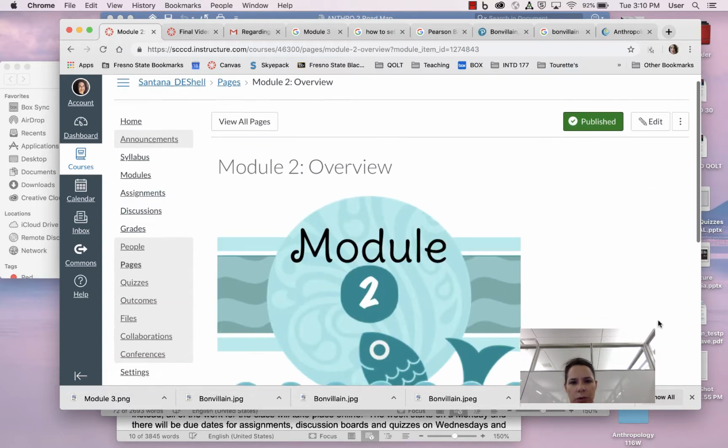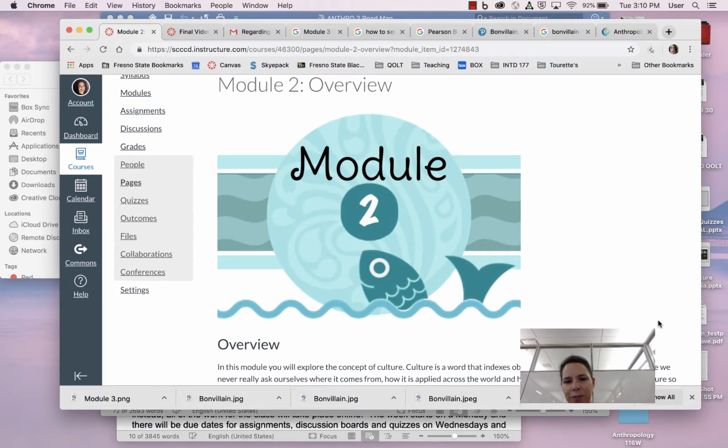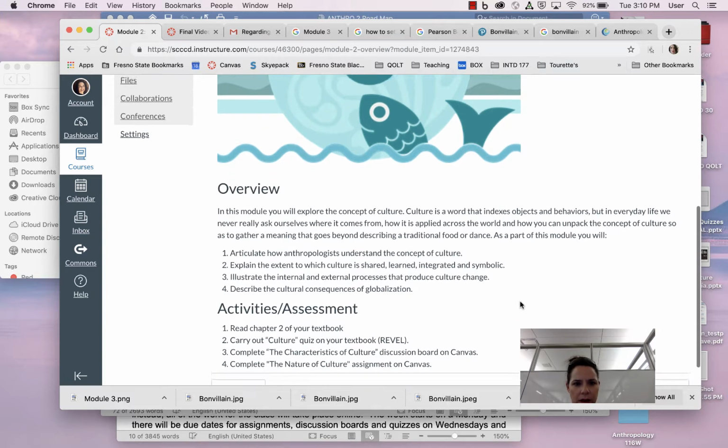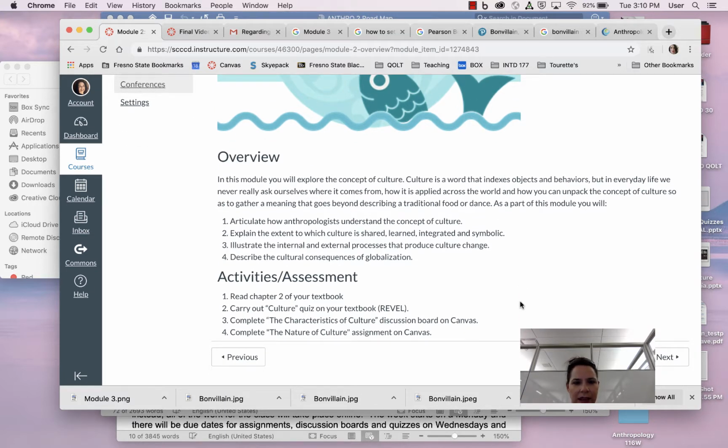Then we have Module 2. I've picked different images, and when I added the image, I put that it was an ornament as part of the accessibility. I just described it as an image that says Module 2, and then it's an ornament. The overview discusses what the module is about, the concept of culture, and what the objectives of the module are. And then there's the second heading that talks about the activities in the assessment of that module.